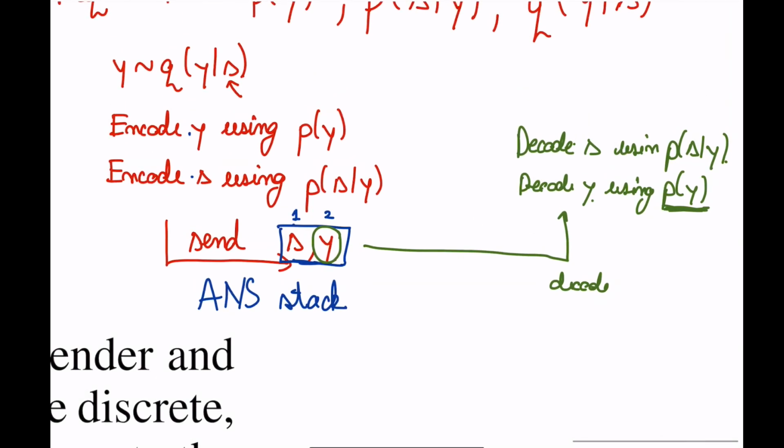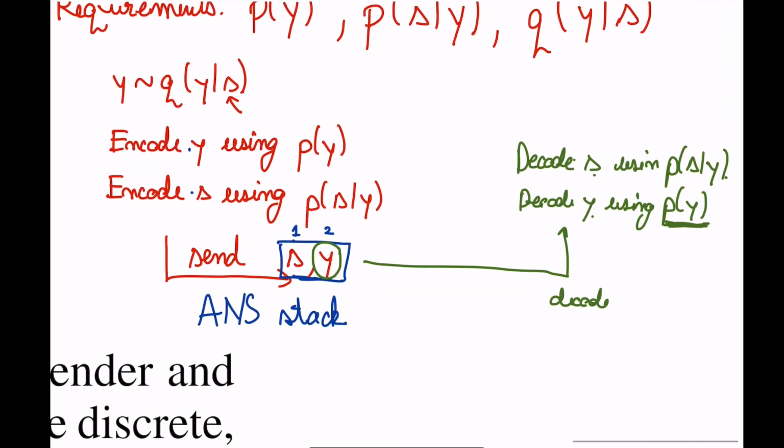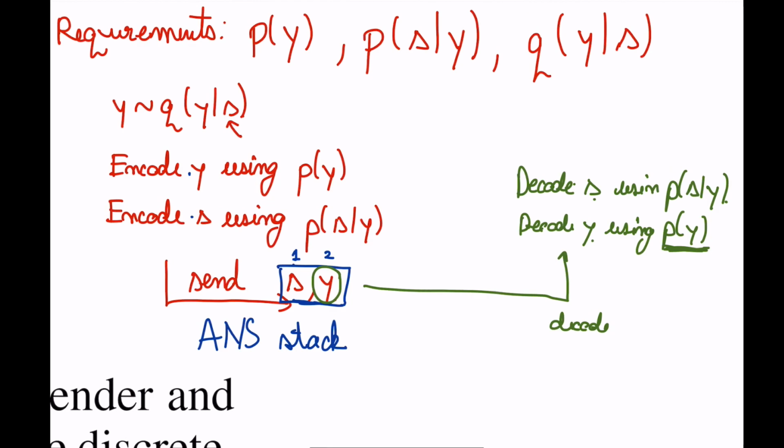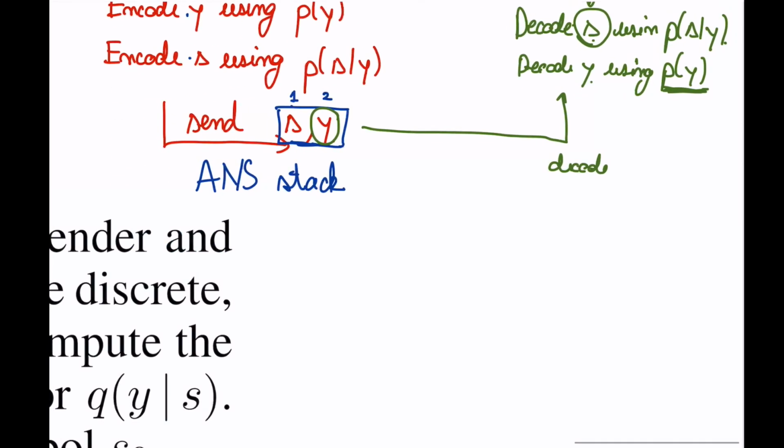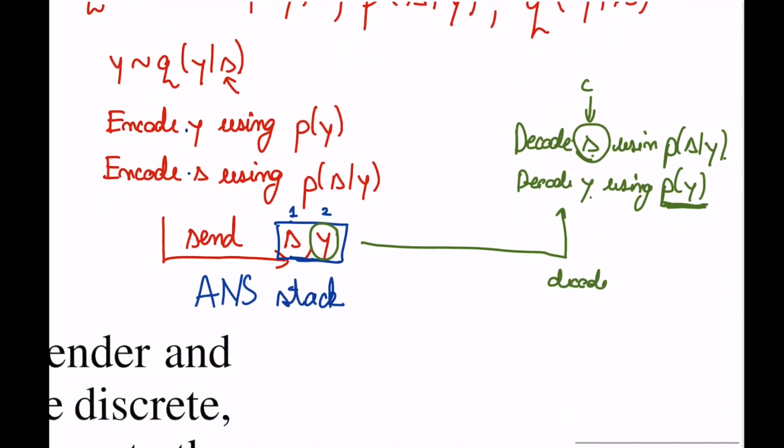So now that you have decoded both Y and S, you basically got back your S, which is the thing that we care about. Y was just an auxiliary factor in order to learn better distributions. So this is the encoding process.